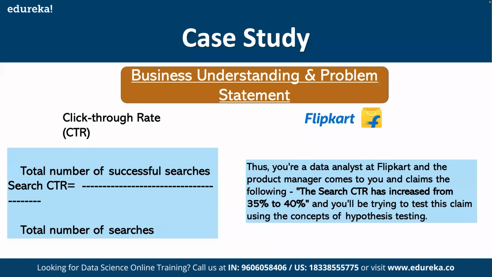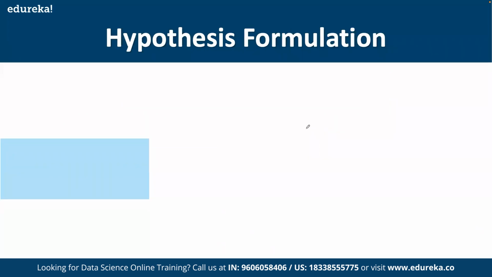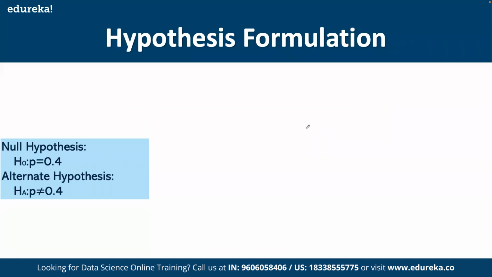To check that, you're going to perform hypothesis testing. The formulation of the hypothesis test is something like this. First, you define the null hypothesis and the alternate hypothesis. The null hypothesis says that there's a 40% CTR, that is, P is equal to 0.4. And the alternate hypothesis is P is not equal to 0.4.